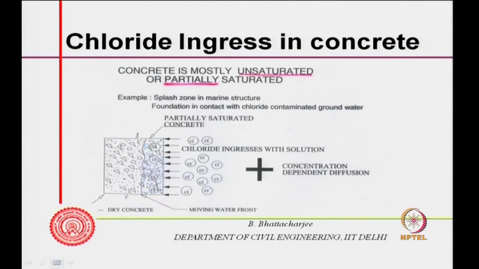Unsaturated concrete is mostly unsaturated, and this concentration dependent flux is the same as we talked about earlier. But the chloride can ingress with solution, because the solution can go in. Migration is under an electric field. Ingress can go under capillary suction, and that flux is usually much higher. So, in the splash zone, foundations, or many other places where concrete is unsaturated, one can use this.